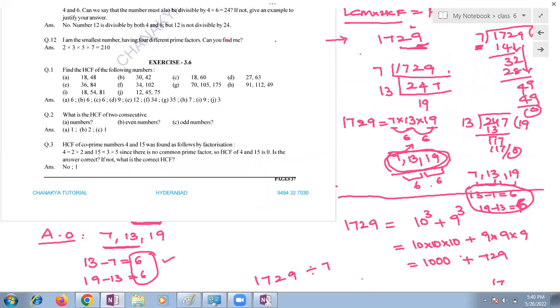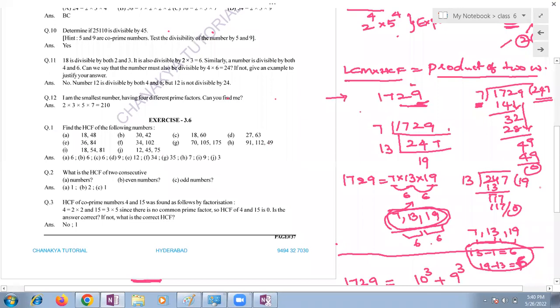I wrote 1729 and 7 beside it. Then 7 twos are 14, then I passed the 3 down. That is normal division, and I did the shortcut division. You can also do normal division and see if something remains. Yes, you can do it, children. With a lot of practice, you will get shortcuts.